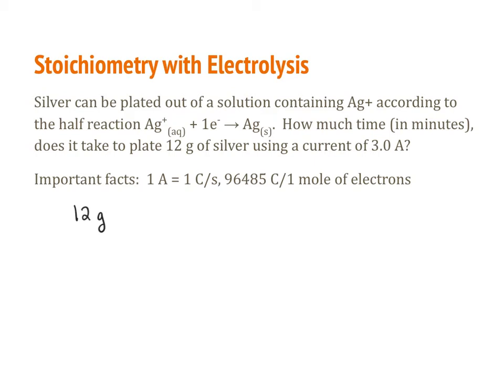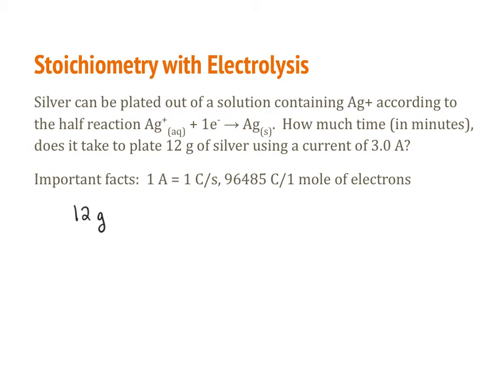So in this problem we say silver can be plated out of a solution containing silver ions, and plated out means it goes from being silver in solution to silver maybe coating something. According to the half reaction, Ag+ plus 1 electron makes solid silver. How much time in minutes does it take to plate 12 grams of silver using a current of 3 amperes?